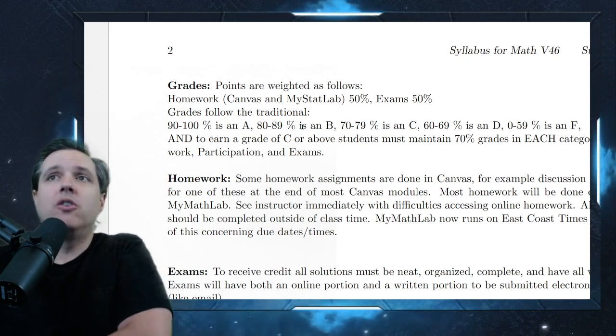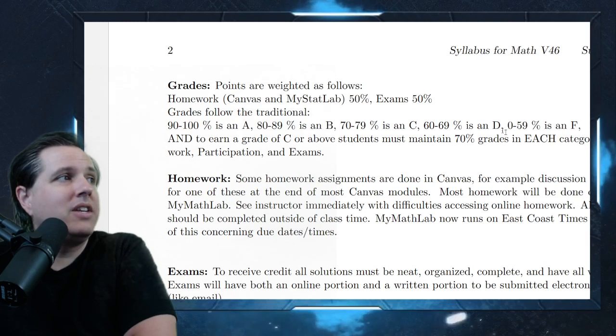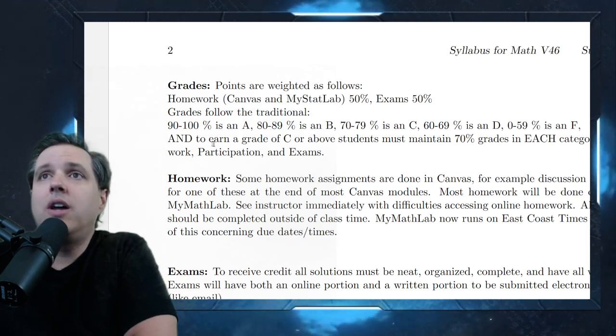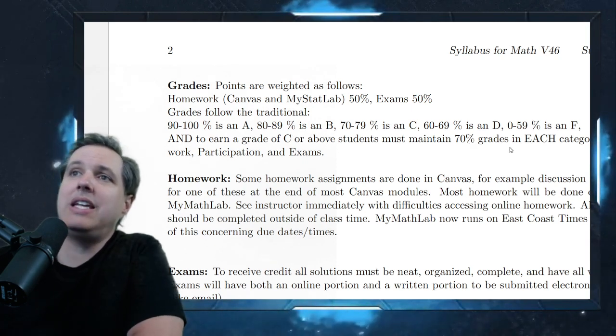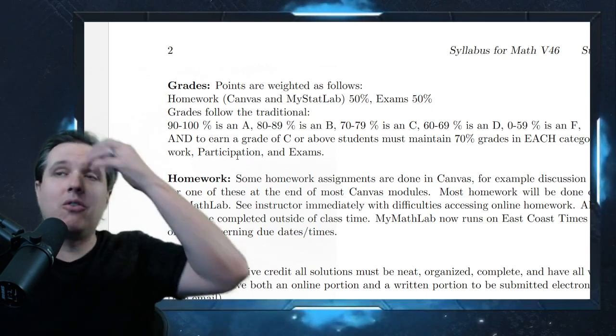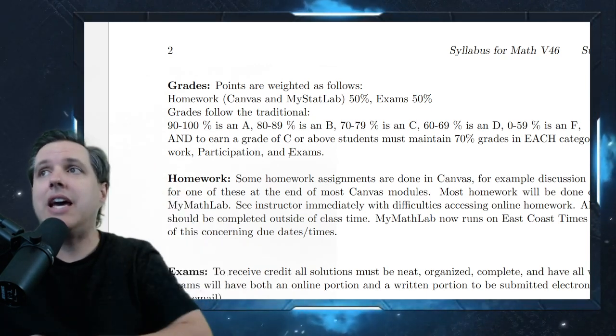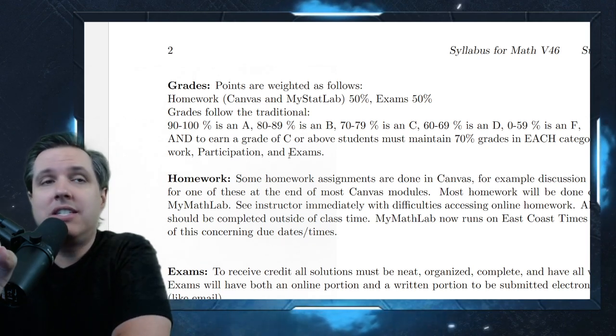Okay. Now, it's the typical breakdown: 90, 80, 70, 60, and so on. But there's also this condition: in order to earn a grade of C or above, students must maintain 70% in each homework. Oh, I still have participation in there. That used to be a category. I'll have to go in and edit that. Homework and exams. So you have to get a 70% in homework.